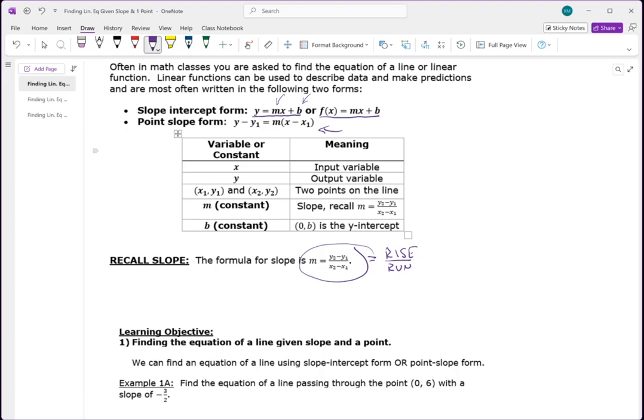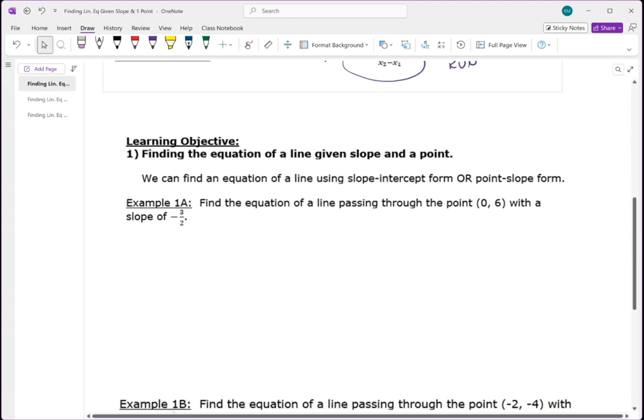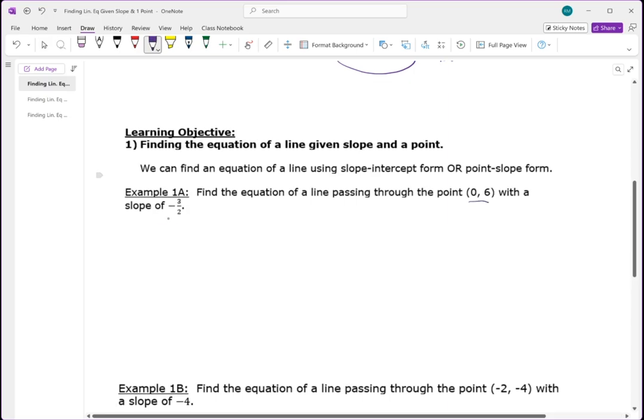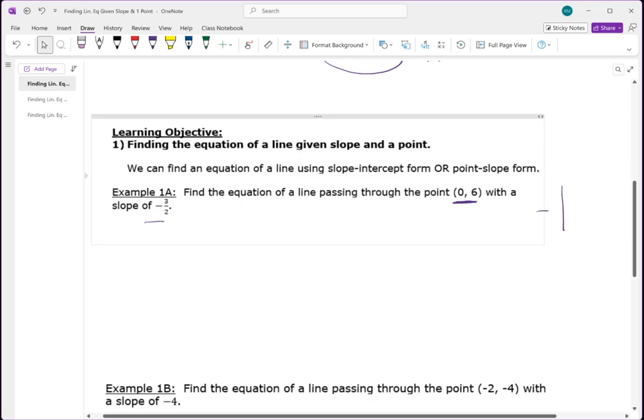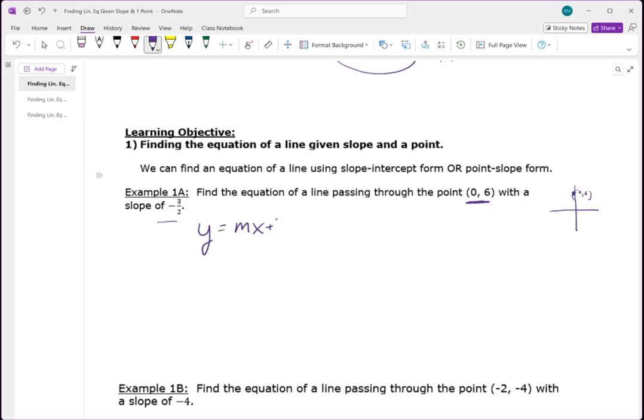So our first learning objective is to find the equation of the line given one point and a slope. And so if we wanted to find the equation of this line passing through this point with this slope, well, in this case, this point is actually pretty special, because (0, 6), if you imagine where that is, is the y-intercept. So I can literally just plug in what I see here. I can plug in -3/2 for my slope and 6 for my b value, or y-intercept. And it's as simple as that.